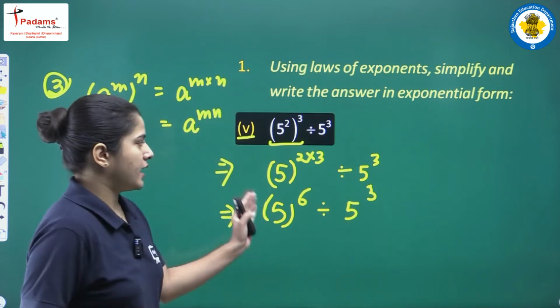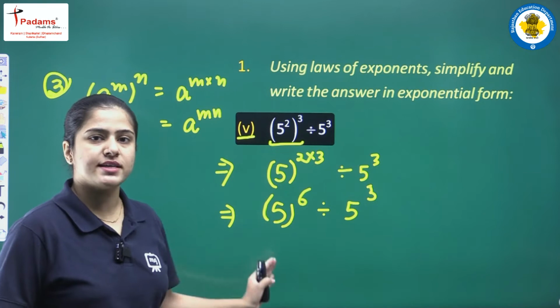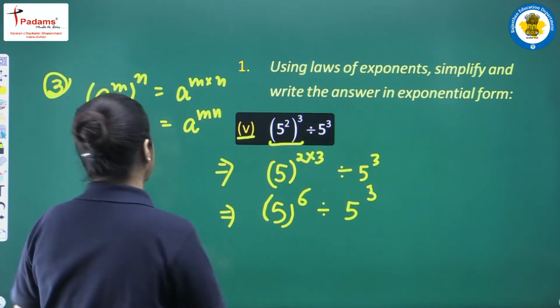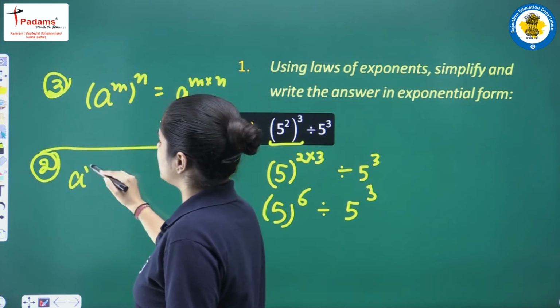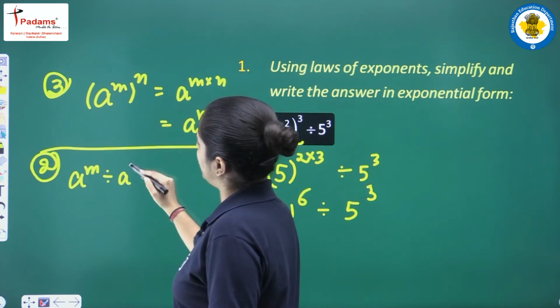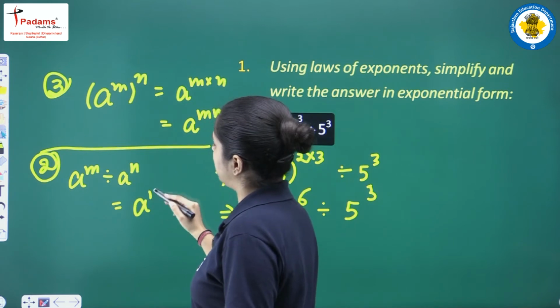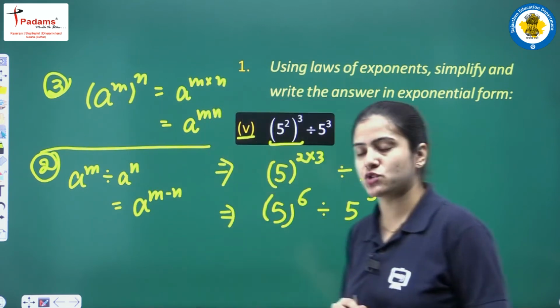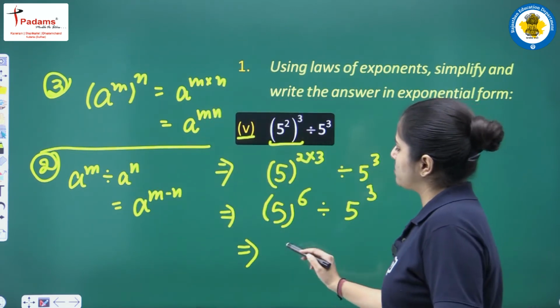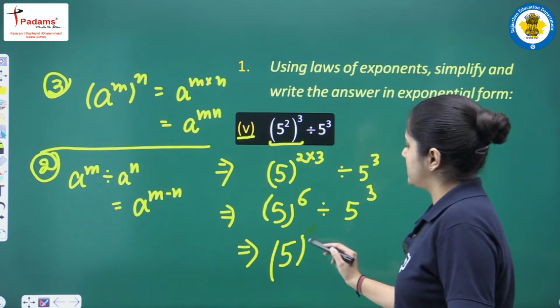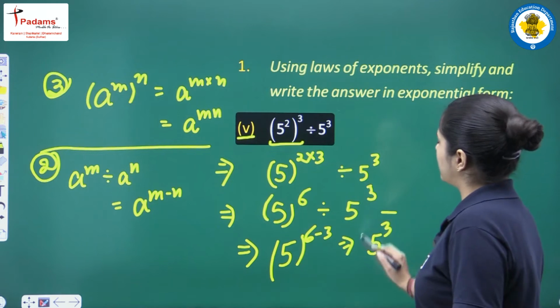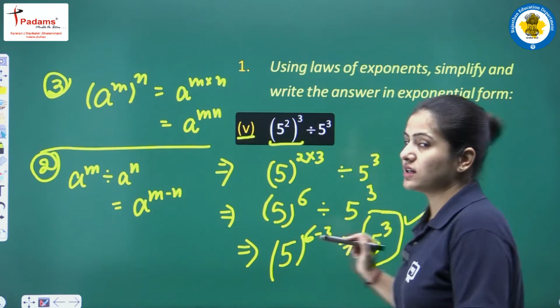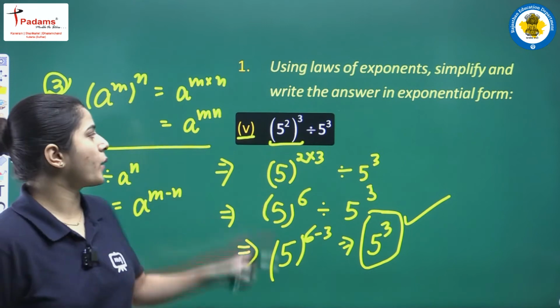अब यहाँ तक सॉल्व करने के बाद, divide का sign, base same, powers क्या हो जाएंगी? Subtract हो जाएंगी, as second law क्या कहता है: a raised to power m divided by a raised to power n is equals to a raised to power m minus n. The powers are subtracted. Okay, so 5 raised to power 6 minus 3, that is 5 raised to power 3. 6 minus 3 क्या होता है students? It is 5 raised to power 3. Okay, and this is your question number 5.